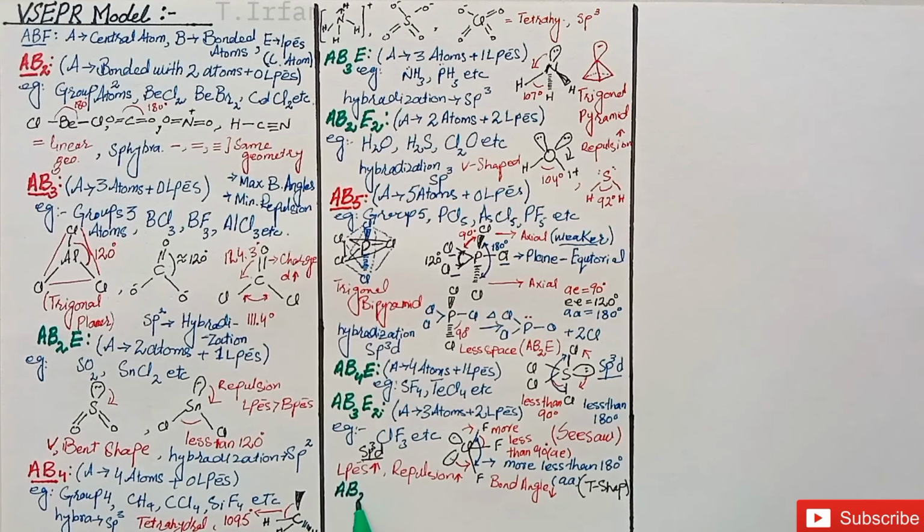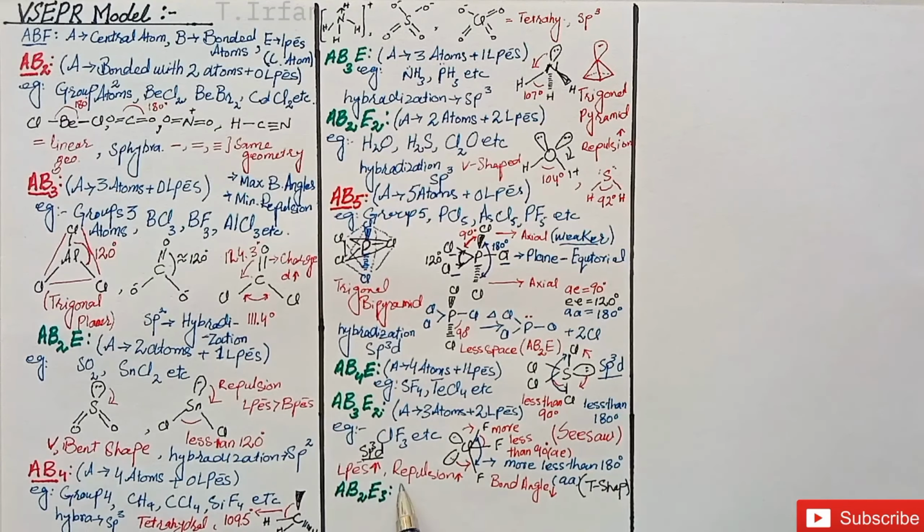AB2E3 system. This is also a subsystem of the AB5 system. Here is the central atom which is bonded with 2 other atoms and having 3 lone pair electrons. For example, the XeF2 molecule belongs to this system.